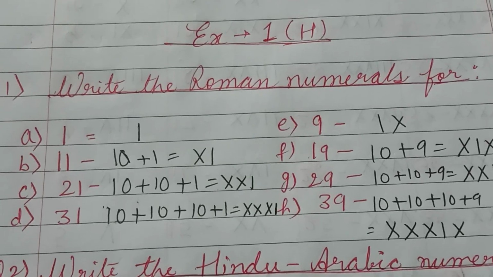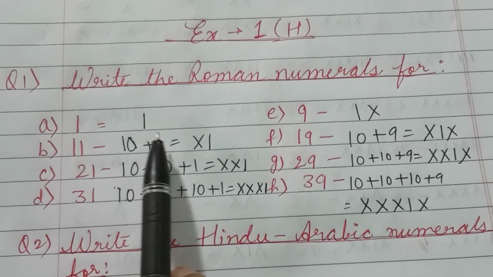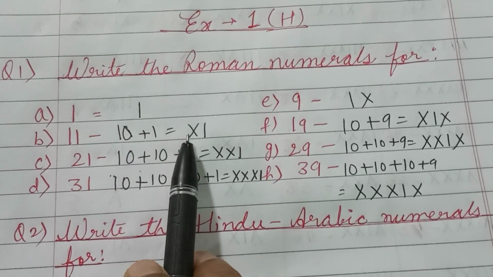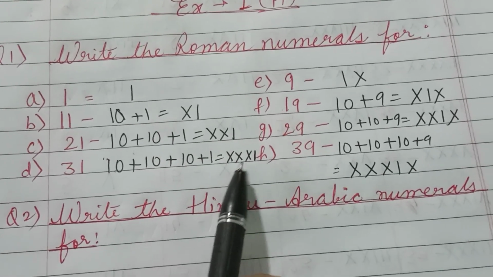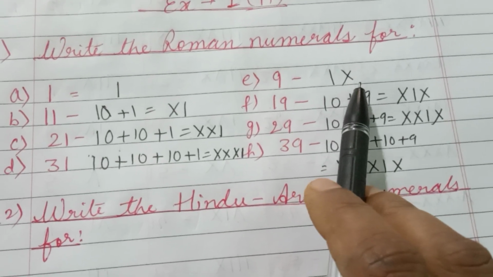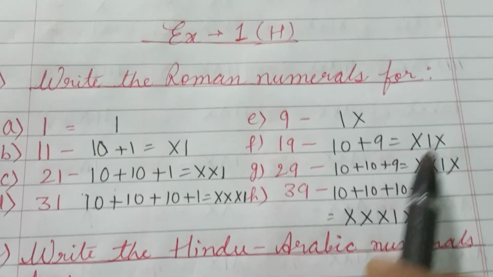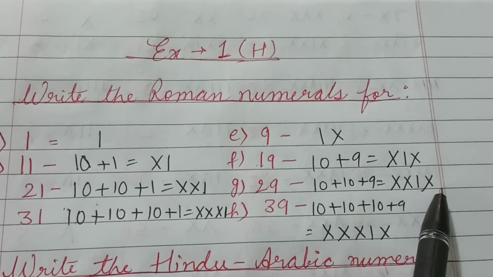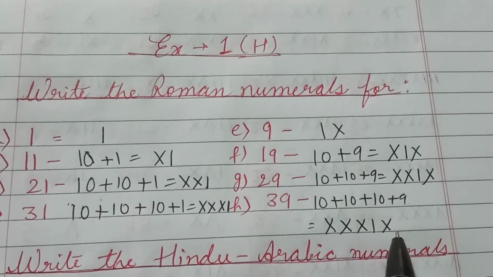Now, children, let's do question number 1. I will be 1. Now, here 11, you will write 10 plus 1, XI. Again 21 XXI, 31 XXXI, 9, 10 minus 1, that is IX. 19, here 10 plus 9, XIX. 29, here 20 plus 9, that is XXIX. 39, that is 30 plus 9, XXXIX.